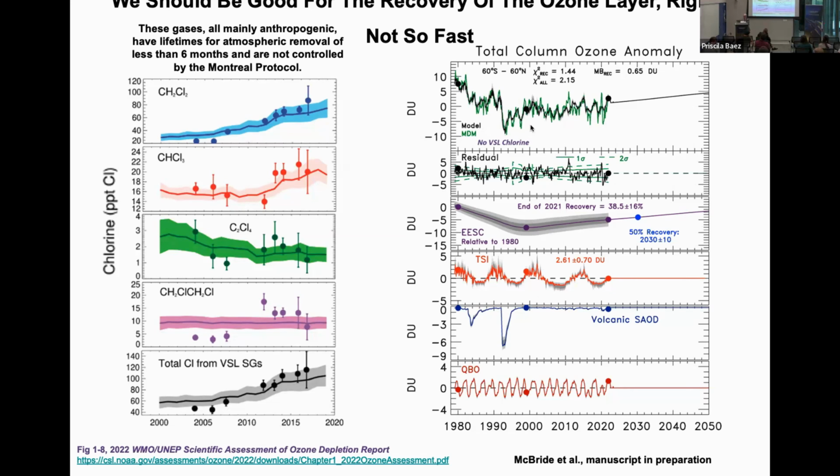What we're showing in green are data for total column ozone, and it's my group's attempt to model this. Now, this is 60 north to 60 south. In this model we're not allowing for the influence of very short-lived chlorine gases. We tend to have an underestimate of ozone here. These numbers are a little low. We have a mean bias over the last 10 years of 0.65 Dobson units. So we're not doing a great job.